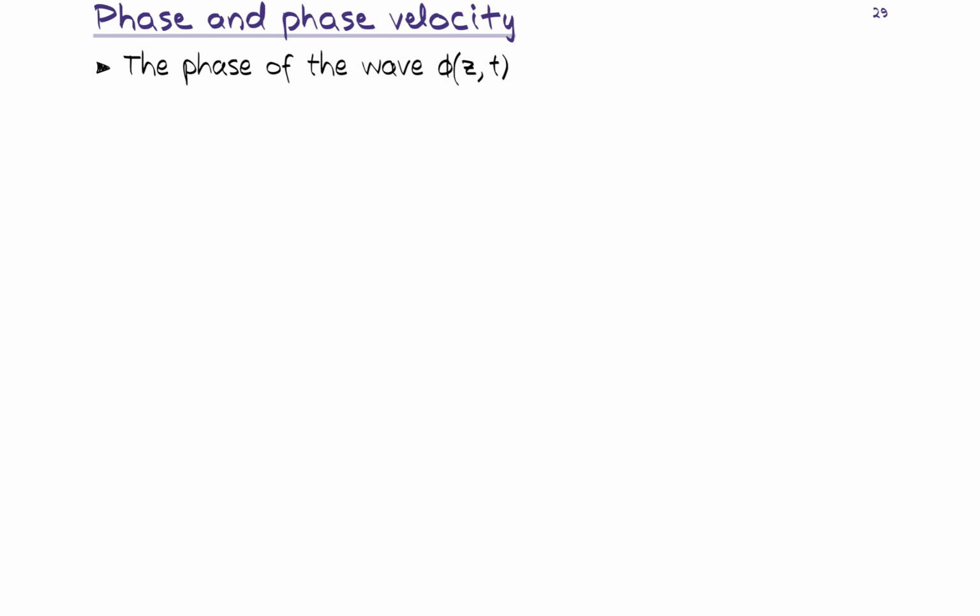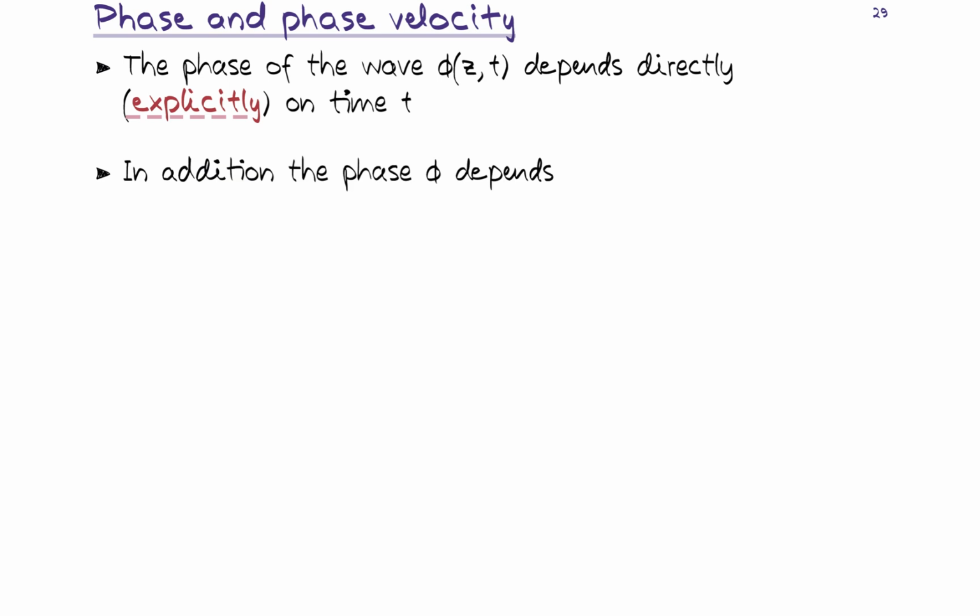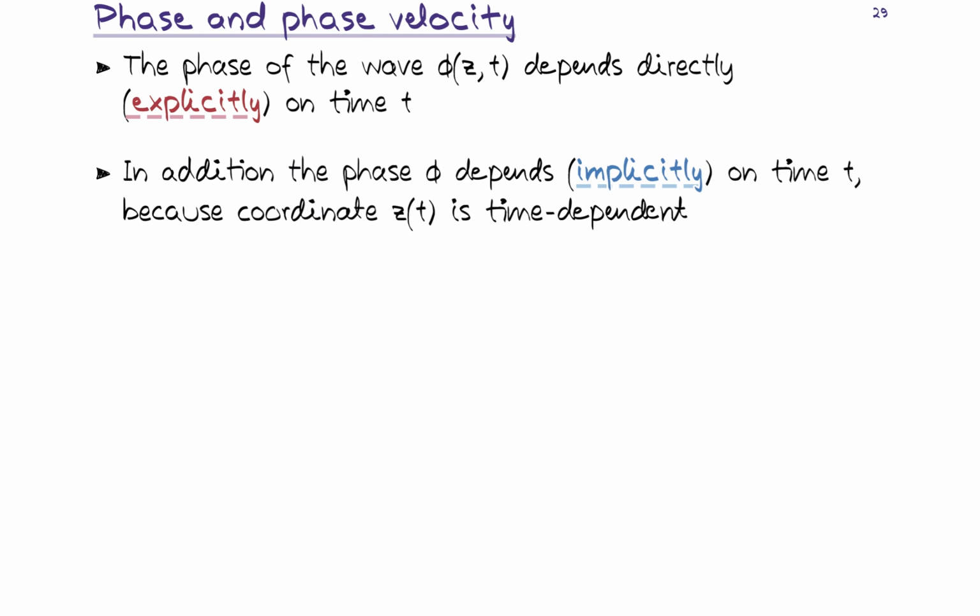So the phase of the wave phi depends directly, explicitly, that's the term on time. So this means that the kind of time dependence on the function is direct. And in addition to this, it also depends implicitly on the time coordinate t, because also the coordinate z is time dependent.